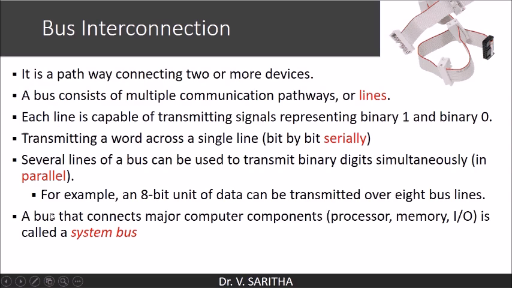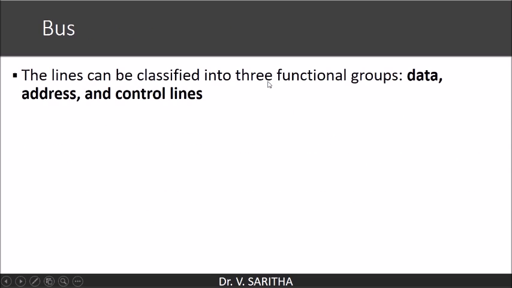And the bus that connects major computer components, that is processor, memory and I/O, we call it a system bus. The lines can be classified into 3 functional groups, that is data, address and control lines. So we call them the data bus, address bus and control bus.